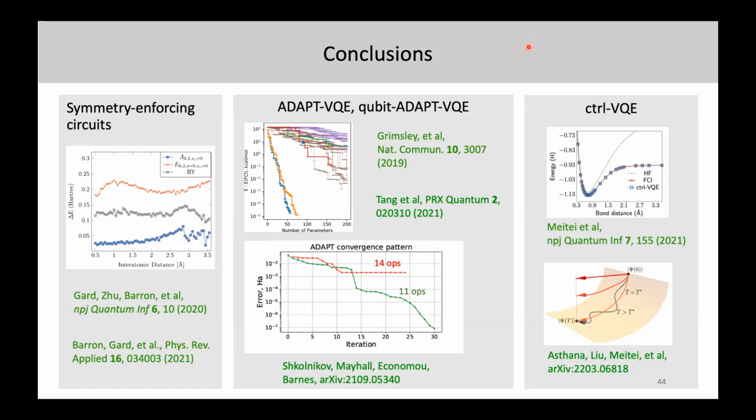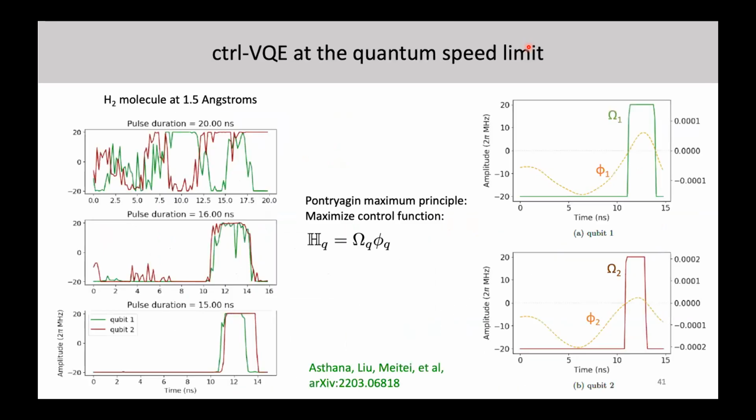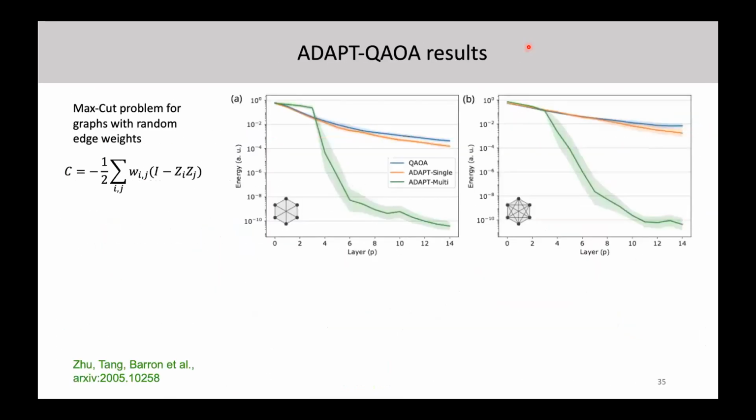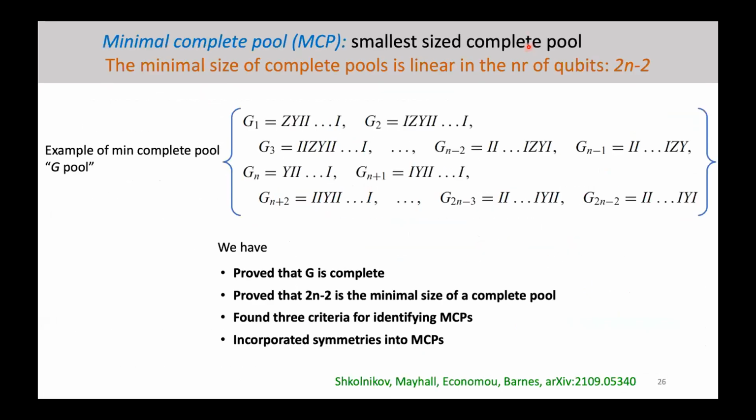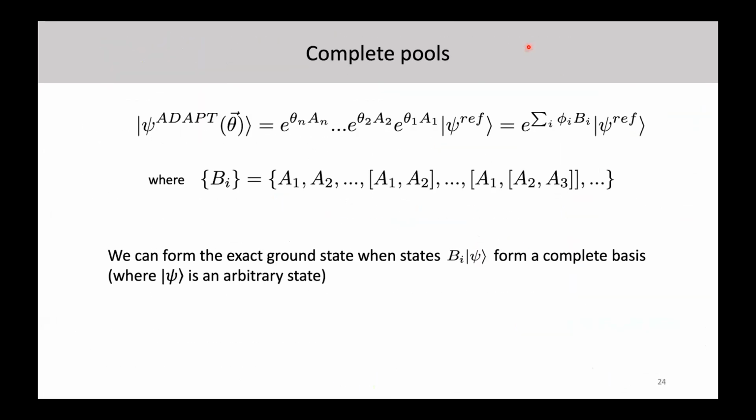Sure. Thanks, Ed. This is really interesting. Could you go back to the slide about the completeness of the pool? You showed that if you take all the nested commutators, it generates the Lie algebra. Yes. So you can form the exact ground state when the states form a complete basis.